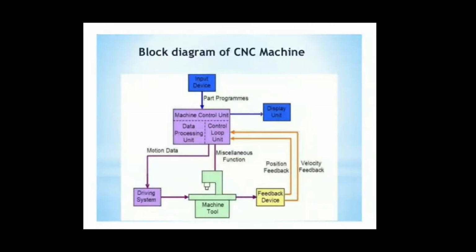After this, that MCU unit is again divided into parts. The data processing unit is going to decode the information from that program, create some signals, and transfer that signal to the motion driving system. And the miscellaneous function means they are going to give some signal to the machine to start the spindle, switch the coolant on or off like this, and they are sending that signal to the NC machine, the CNC machine. If any error is there, they will send feedback to the control unit, then they will correct that program, then again send. This is a closed loop block diagram for the CNC machine. So this is actually the block diagram for the CNC machine.